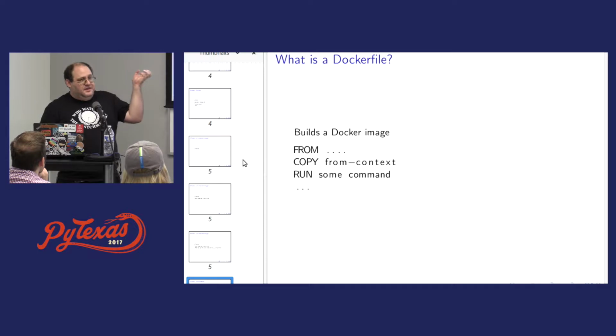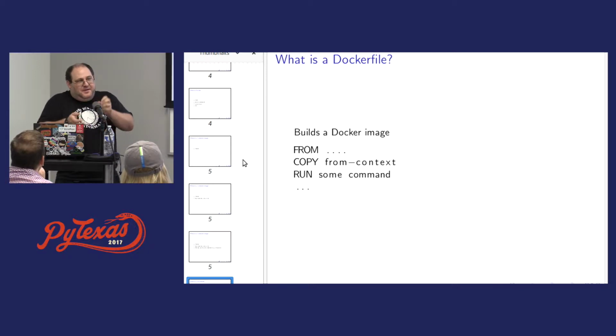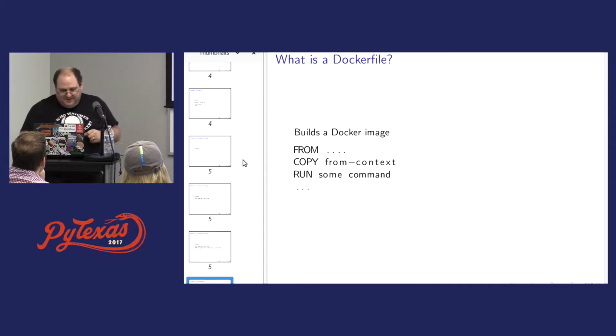You copy things from the context, which means from the things that are right next to the Dockerfile. Maybe you have some Python code, or maybe you have some images. You copy them into the image, and then you run some commands. Those commands will run in the context of the Docker container. It will basically change the image, and the result will be what is after all these copies and runs, based on the from image.